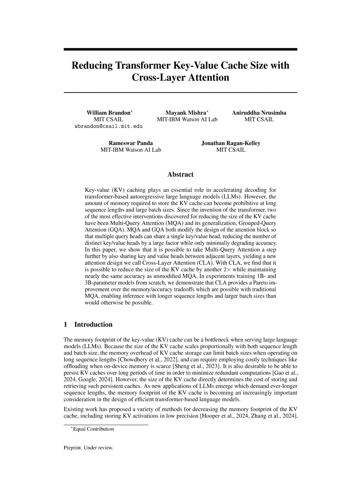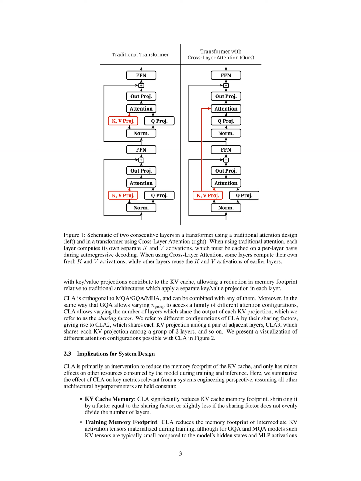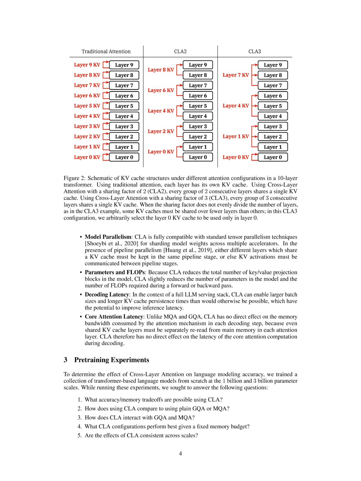The experiments also explored different CLA configurations, such as CLA2 and CLA3, to determine the most effective setups based on memory budget constraints. Additionally, ablation studies are conducted by combining CLA with GQA and exploring different sharing patterns of KV activations within the CLA framework. The results of these experiments show that CLA consistently enables favorable accuracy memory trade-offs compared to plain GQA or MQA models, especially when using a sharing factor of 2.